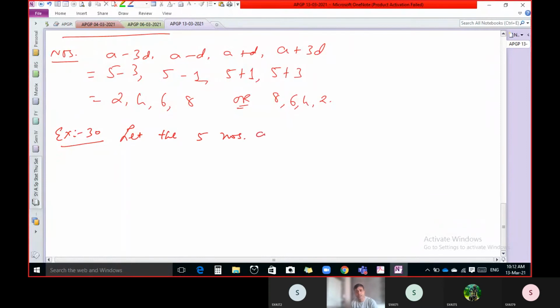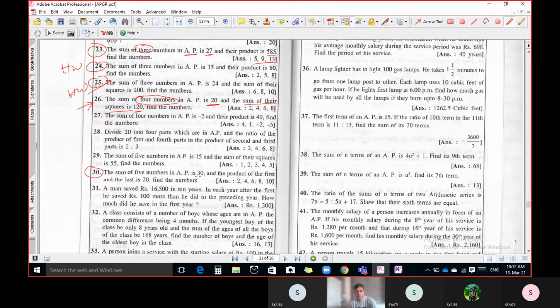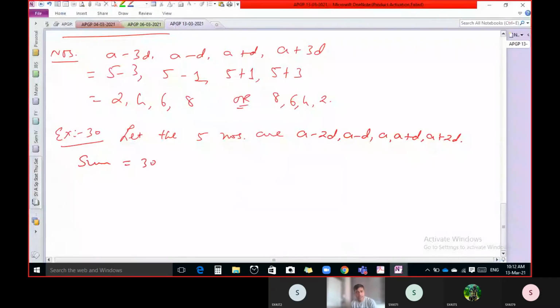Tell me 5 numbers. Which 5 numbers we have to assume? a minus 2d, a minus d, a, a plus d and a plus 2d. Correct. Here sum is given, sum is given 30. So if we add this, what we get? Minus 2d plus 2d cancel, minus d plus d cancel. We get directly 5a equal to 30. So we get a equal to 6.